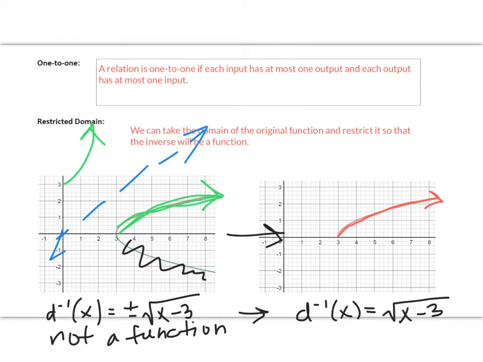So if we were to algebraically solve for the equation of the inverse originally, we would get plus or minus the square root of x minus 3, and that would give us this entire sideways parabola, and again, not a function. So by restricting it and just having this piece, the new equation d inverse of x equals just the positive square root of x minus 3. This is a function, and we are happy.